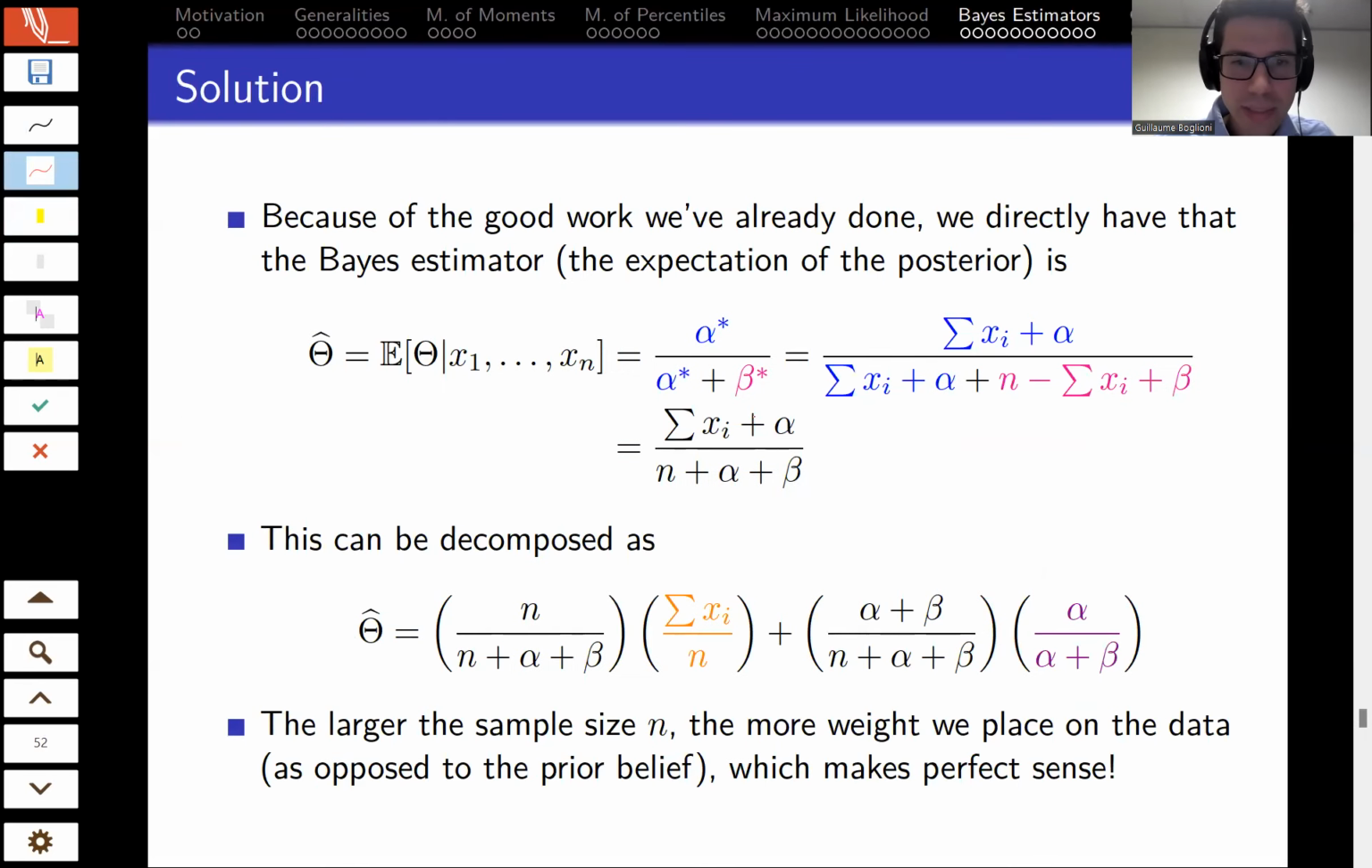So you can express this new estimator, the Bayes estimator, as a weighted average. Here just notice you have the sum of the xi plus alpha divided by something. If you multiply this by n divided by n, you haven't changed anything. That's the first bit. Don't forget the alpha. Same thing, you have the alpha here. You multiply it by alpha plus beta and you divide by alpha plus beta. This is just to highlight that yes, we have a weighted average of, on one side, the MLE estimator.